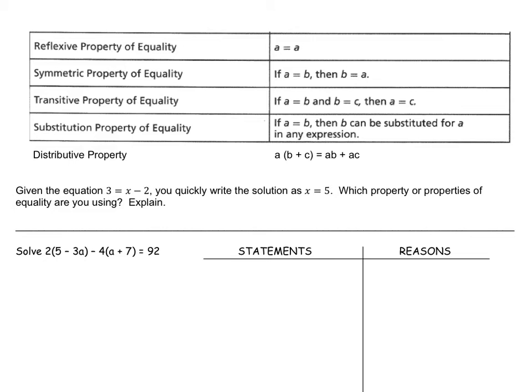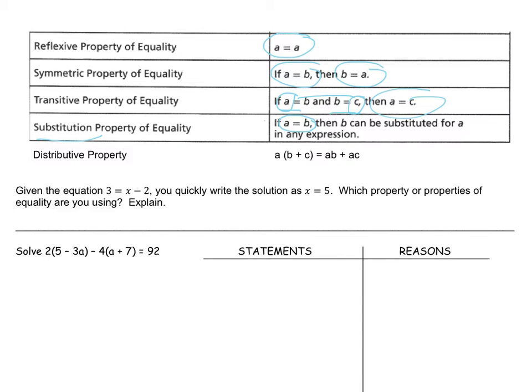Reflexive property just states that anything is equal to itself. Symmetric property: it doesn't matter the order that we put them in, they're still equal to each other. Transitive property: if A equals B and B equals C, well then A is equal to C, right there. Substitution: if A equals B, then B can be substituted for A in any expression, which means from there forward we can put B in place of A, replace it with the substitution property of equality.